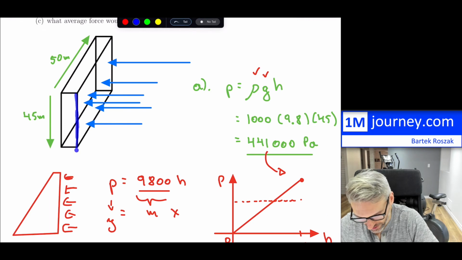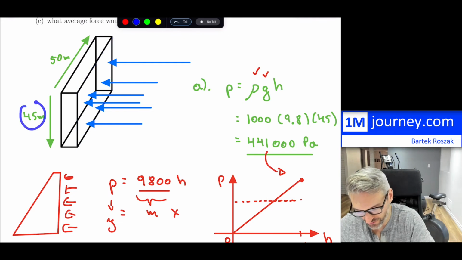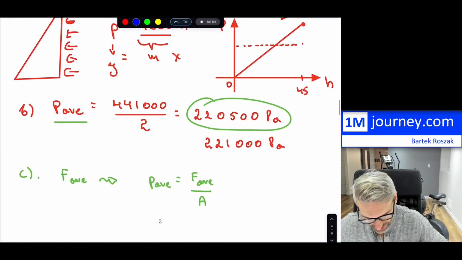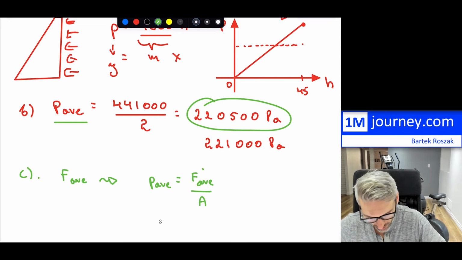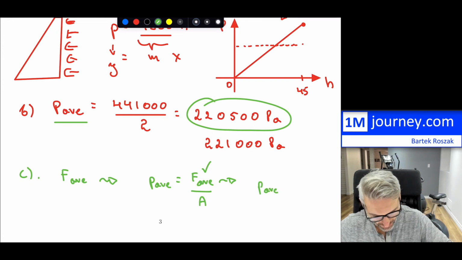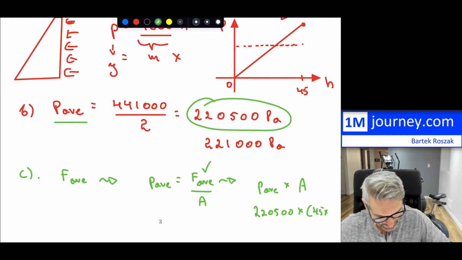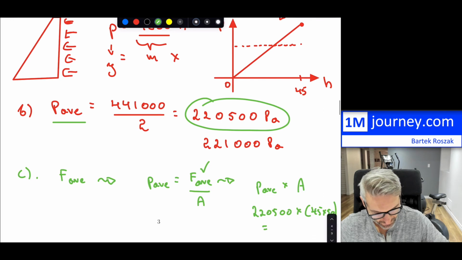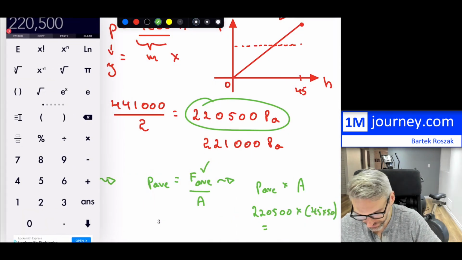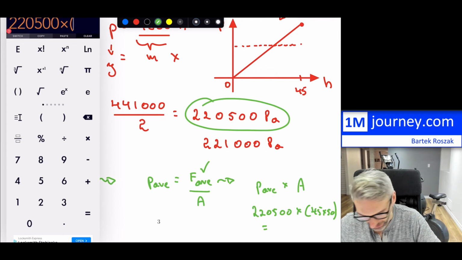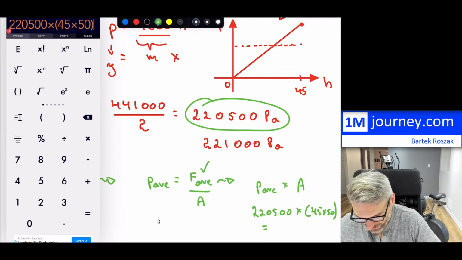So now the surface area, so this is all of this, right? Now this is very easy because it's rectangular. So it's 45 times 50. So that's the surface area, and we're going to get exactly what this average is. So this right here is going to be nothing else but the average pressure multiplied by the area, which is 45 times 50. All right, so let's try it. 220,500 multiplied by 45 times 50. Let me punch that in here. So that's my average pressure times 45 times 50, and there you have it.